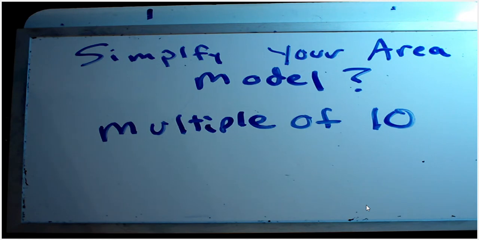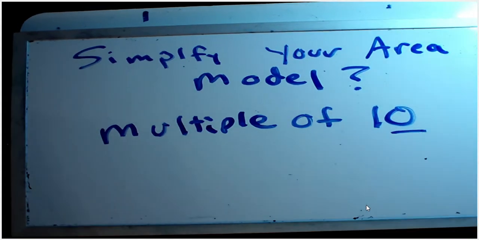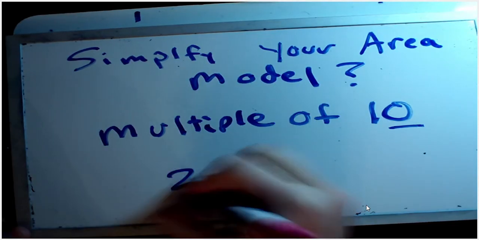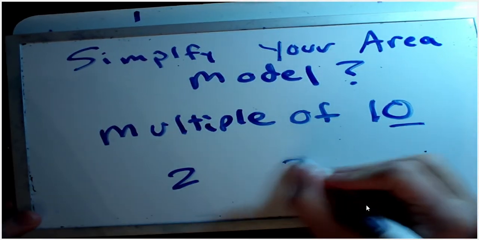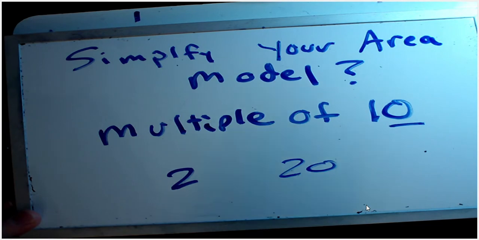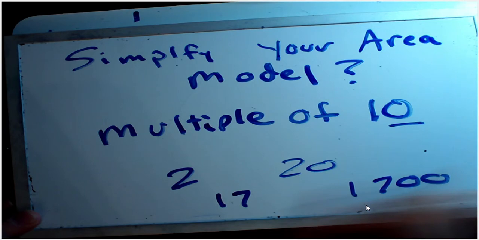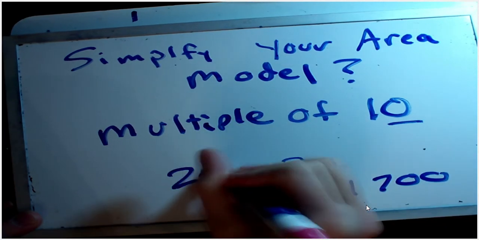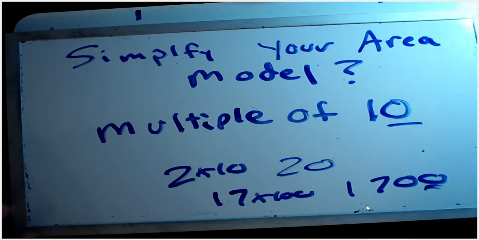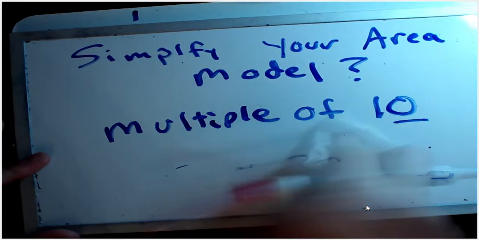And what I mean by that is 10, 100, 1000, 20, 200, 2 million, 2 billion. Any number that ends in those zeros is a multiple of 10. Any number that you would multiply by 10, like if you took 2 and multiplied by 10, you'd have 20. If you took 17 and multiplied it by 100, you'd have 1,700. So when you have these numbers that end in 0, you can simplify your area model.